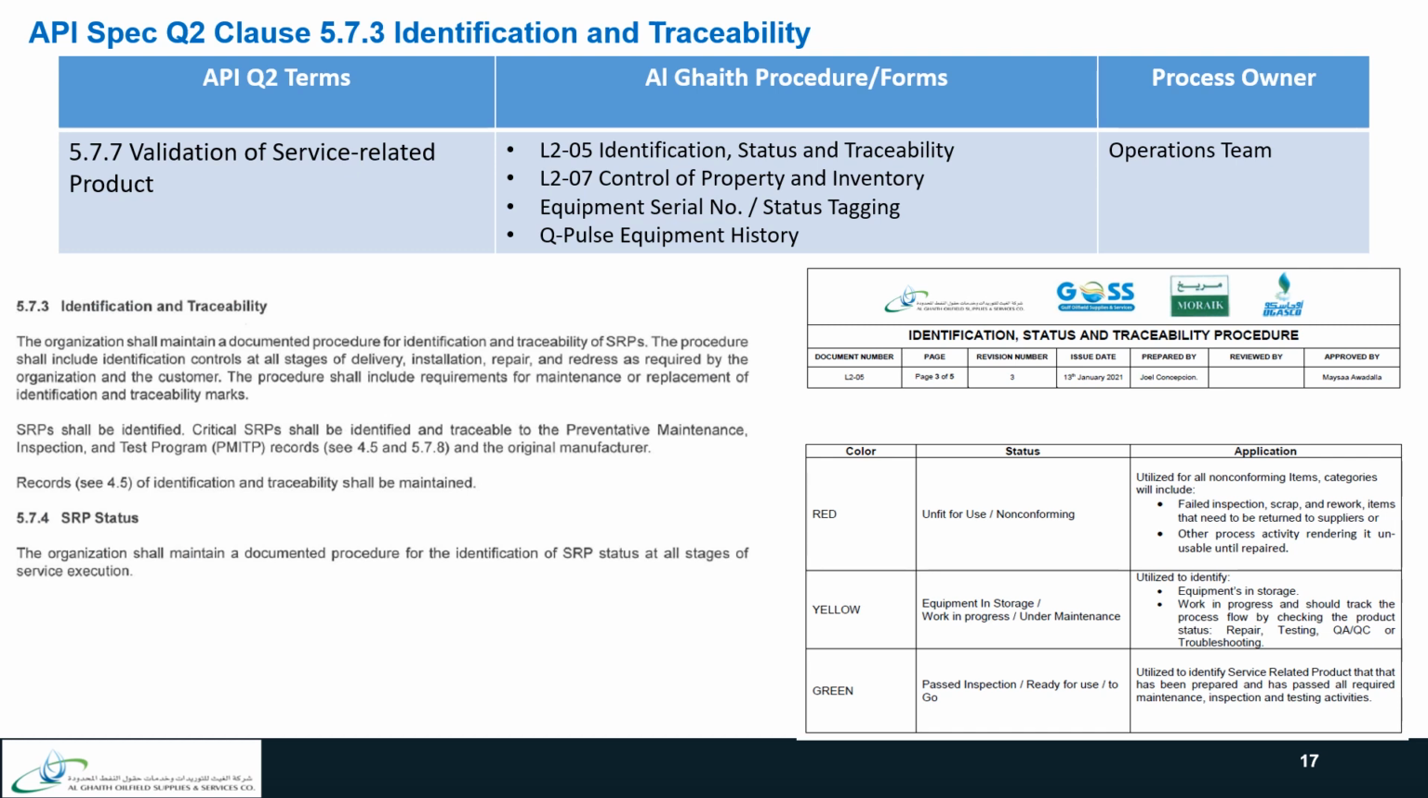The tagging system in place is: Red tag stands for unfit for use, non-conforming. Yellow tag stands for equipment in storage, work in progress, under maintenance. Green tag stands for past inspection, ready for use, ready to go. All equipment shall have a serial number, either hard stamped or engraved. SRP shall be identified. Critical SRP shall be identified and traceable to the preventative maintenance, inspection, and test program records and the original manufacturer.